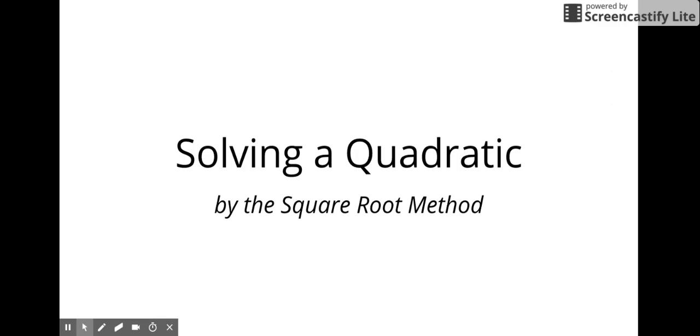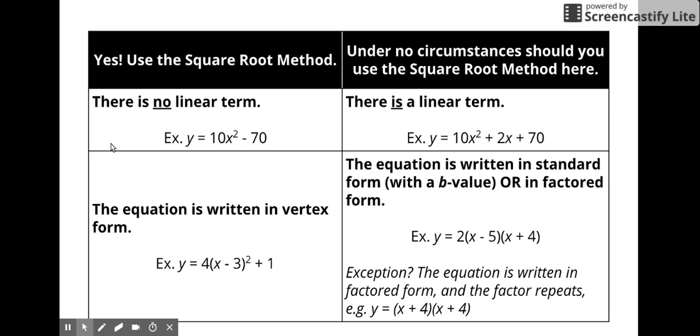Solving a quadratic by the square root method lends itself to some pretty easy situations, which include when you don't have a linear term, which means we don't have this bx value here. You can also use the square root method when your equation is written in vertex form.